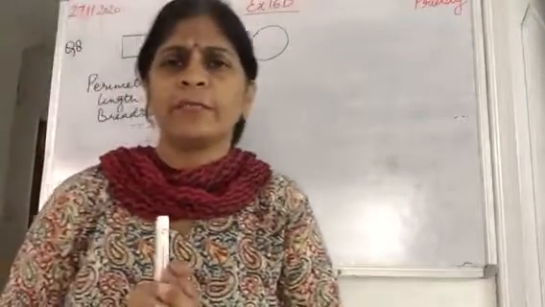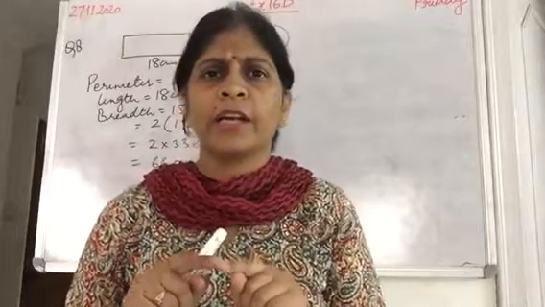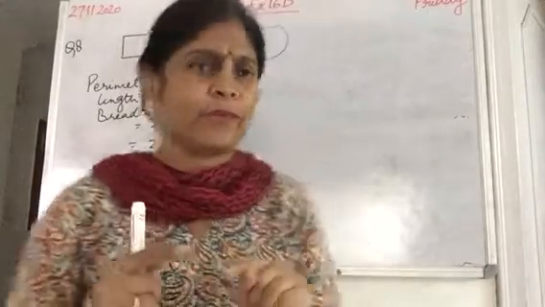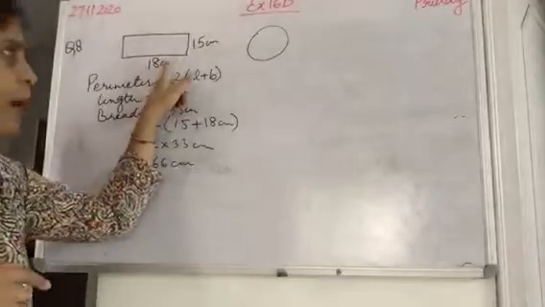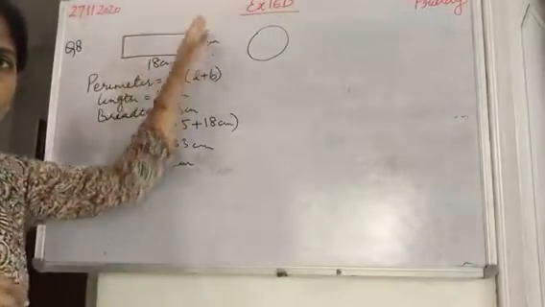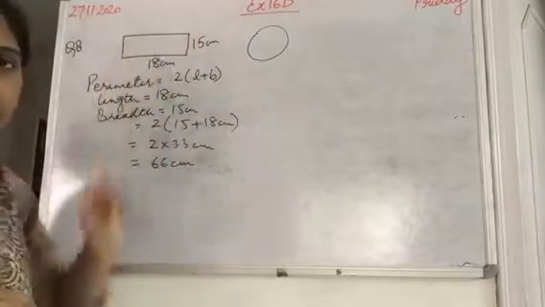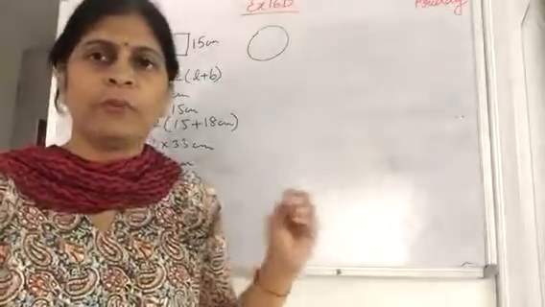Okay students, now let me tell you, a wire is in the shape of a rectangle. The rectangle has length and breadth. The length is 18 and the breadth is 15. First we find the total boundary of the rectangle, that is 2 times (L plus B), the total boundary, which means the length of the wire.